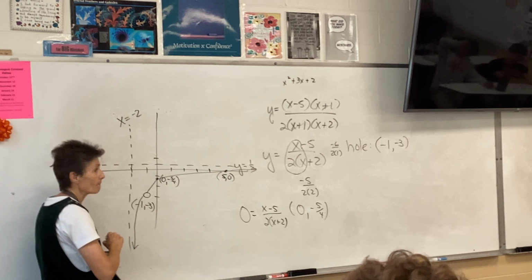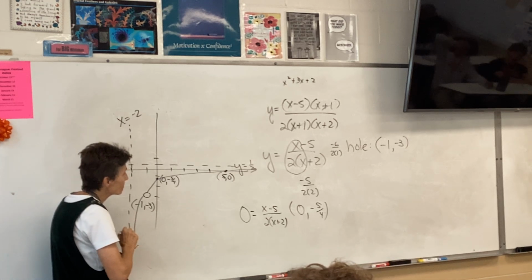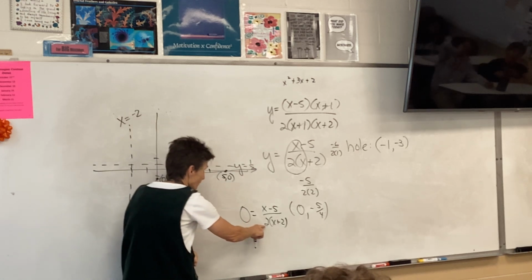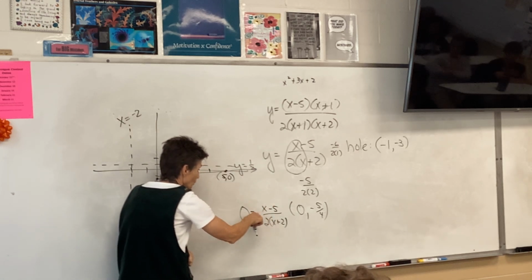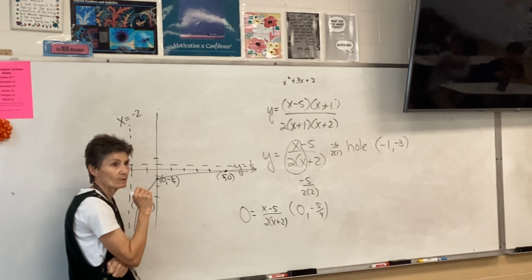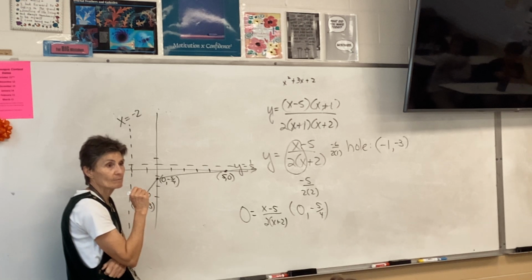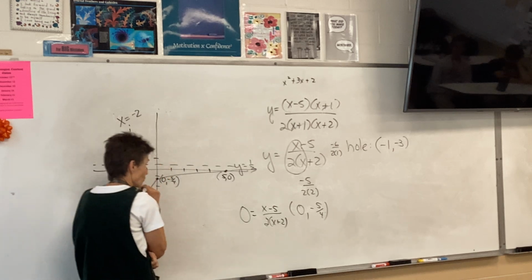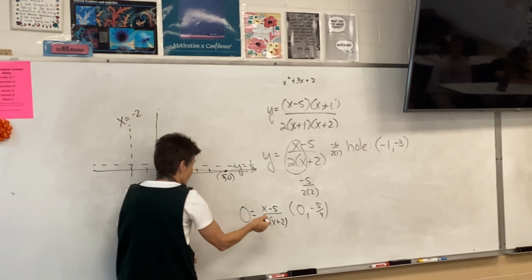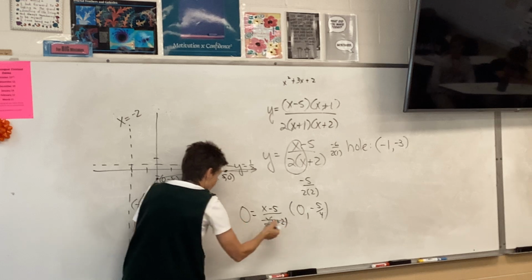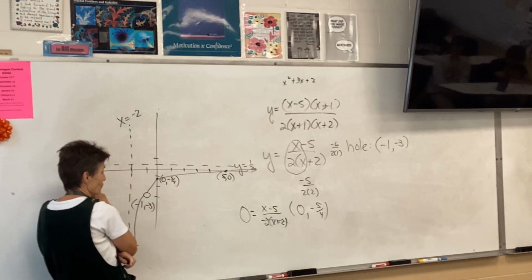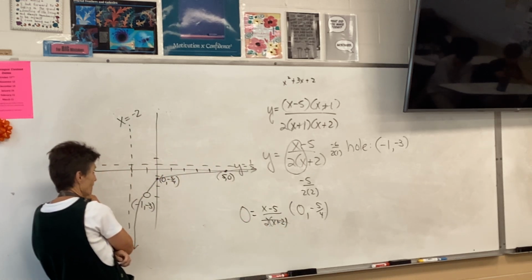Wait, how do we know that the x-intercept is 5? Solve this equation. The only way a fraction will equal 0 is if its numerator equals 0, right? Doesn't really matter what's in the denominator because it's gonna disappear when you start solving it. So the numerator has to be 0.